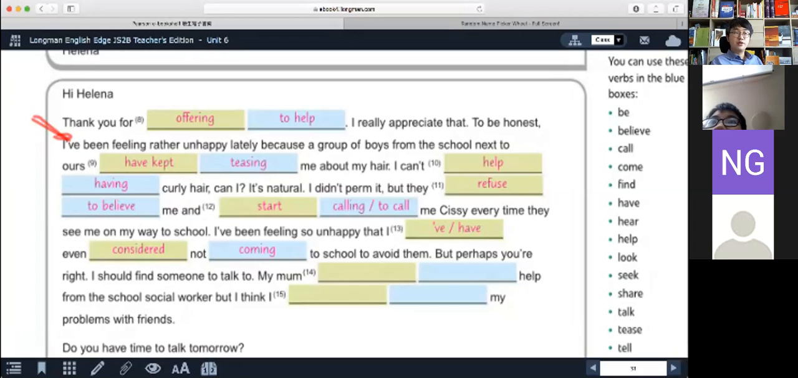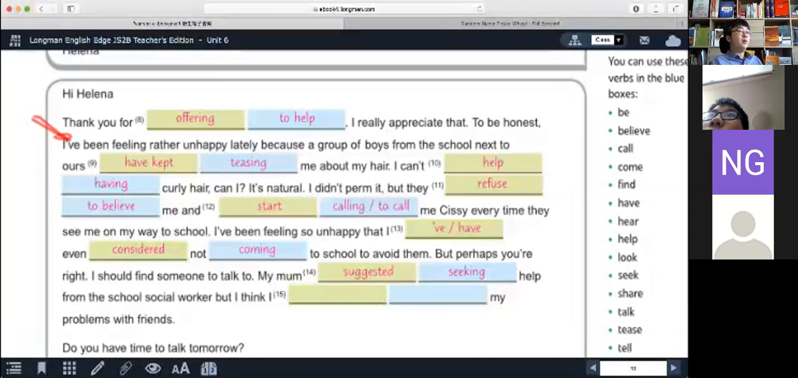But perhaps you are right. I should find someone to talk to. My mom suggested seeking help from the school social worker. Seeking help. A lot of students will say seek for help. No, seek is a transitive verb. You can say seeking help, seek help, but not seek for help.